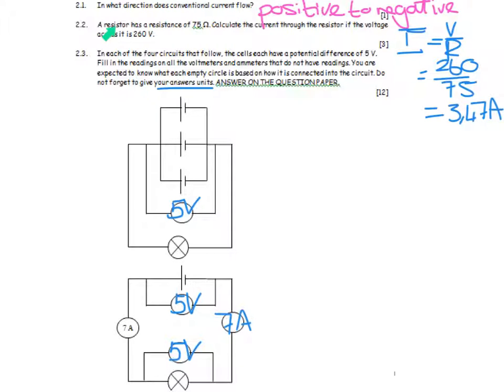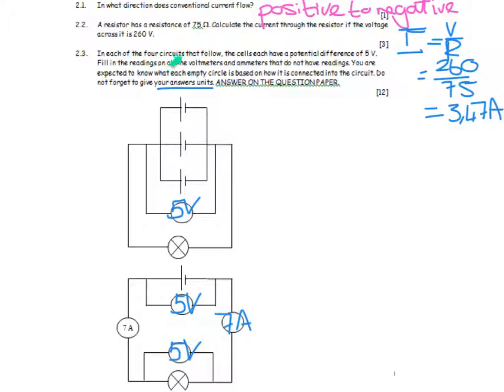Simple question. A resistor has a resistance of 75 ohms. Calculate the current through the resistor if the voltage is given. You rearrange V equals I times R, and you get R is equal to V over I, and you get I is equal to V over R. Substitute in the values, and you land up with 3,47 amps.